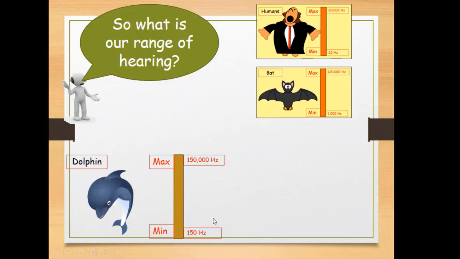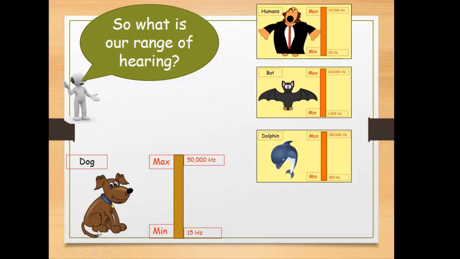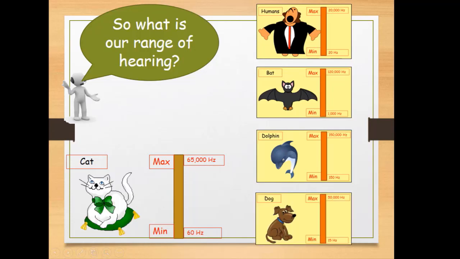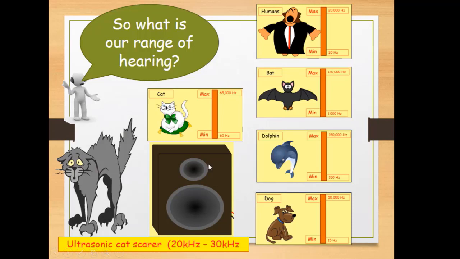Similarly, the dolphin can hear from 150 hertz to 150,000 hertz. And the dog can hear from 15 hertz to 50 thousand hertz. This is very small compared to the bat and dolphins. And similarly, the cat can hear from 60 hertz to 65,000 hertz, and this is basically the maximum sound that can be heard by any cat. And the ultrasonic cat scarer has a sound range of 20 kilohertz to 30 kilohertz.